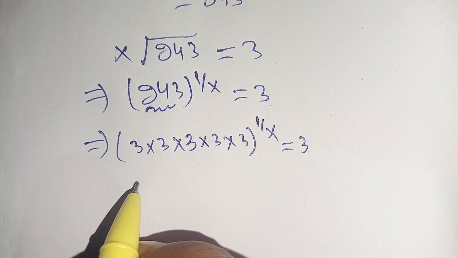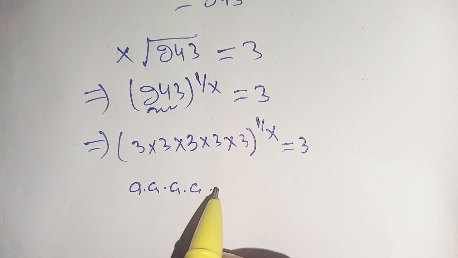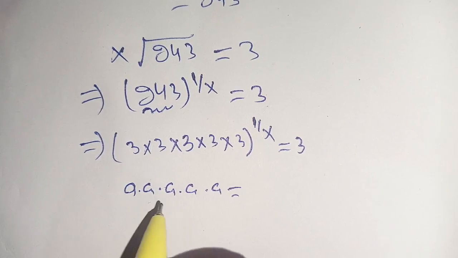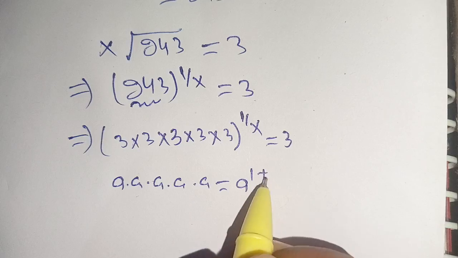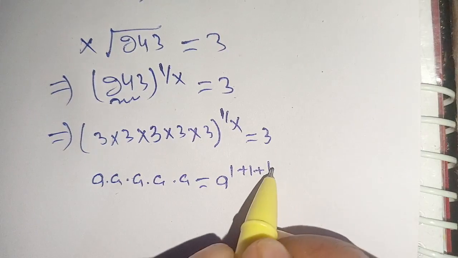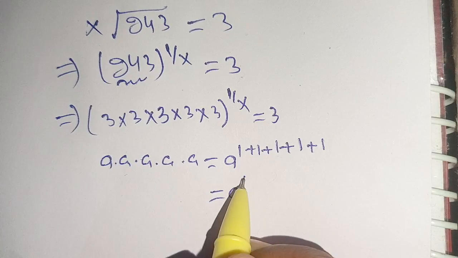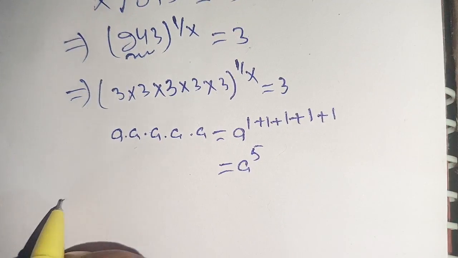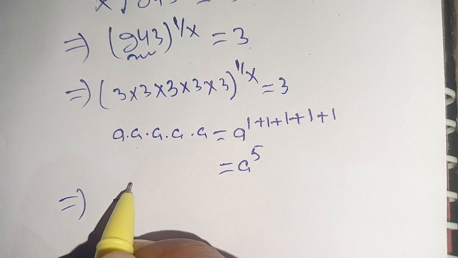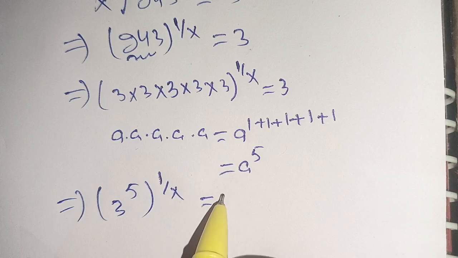Now it is in the form of a times a times a times a times a. In this case we have to add the powers, meaning a power 1 plus 1 plus 1 plus 1 plus 1. Now it is equal to a power 5. Now here a is 3 and we get (3 power 5) whole power 1 divided by x is equal to 3.